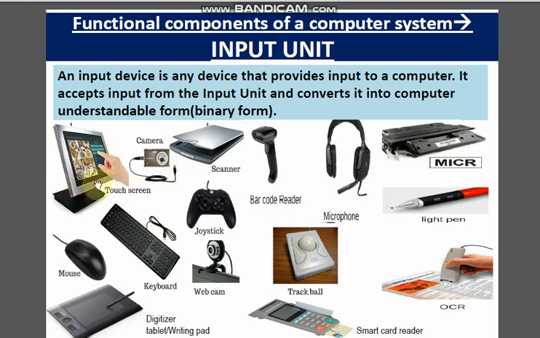Touch screen. You must have observed this touch screen. Our mobile is also having a touch screen. Nowadays everyone has a touch screen mobile. A camera or a webcam, scanner, barcode reader, microphone, MICR, light pen. MICR is magnetic ink character reader, which you can see in banks and all, which reads the bank checks. Light pen, through which we can write on touch screens. OCR, optical character reader. OMR, optical mark reader. Trackball, smart card reader.